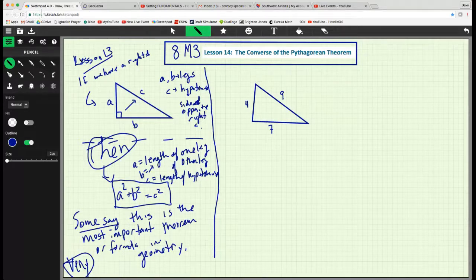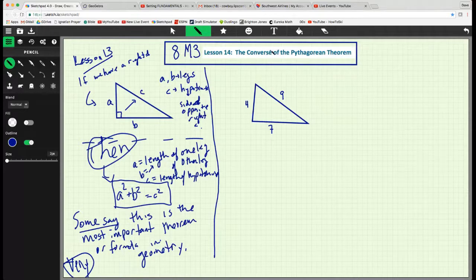Okay. So that's lesson 13, and we proved this using similar triangles. We also proved it using other forms of geometry back in 8M2. So we've proved this 2 ways. And why did we prove it 2 ways? Because it's really important to get a good conceptual grounding in this theorem. Okay, so let's go forward, and now let's do the converse.